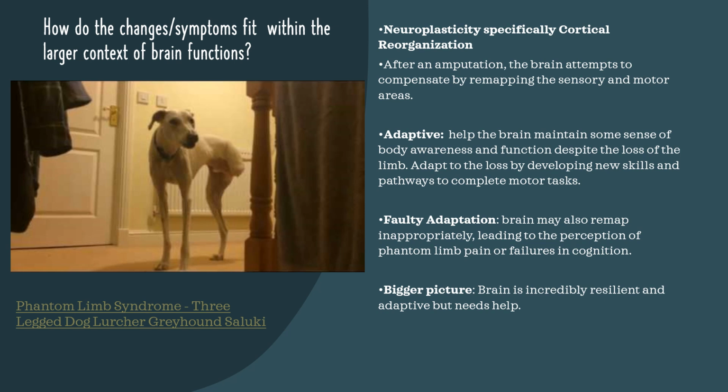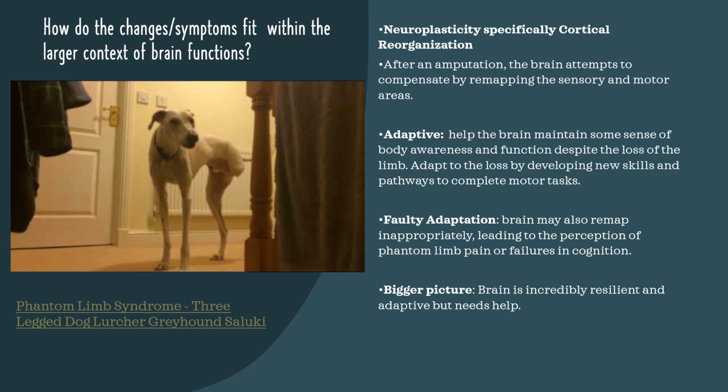Specifically, cortical reorganization is a subtype of neuroplasticity, referring to the brain's adjustment of sensory and motor maps in response to an injury. After an amputation, the brain attempts to compensate by remapping these sensory motor areas, which allows the individual to adapt to their circumstances and to relearn skills. This is what adaptive neuroplasticity is.